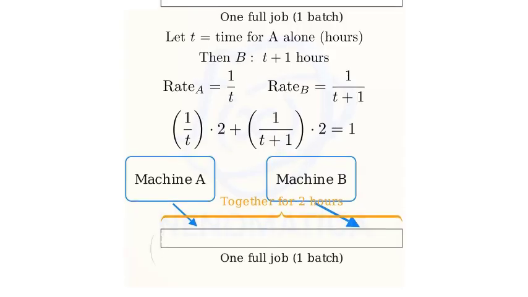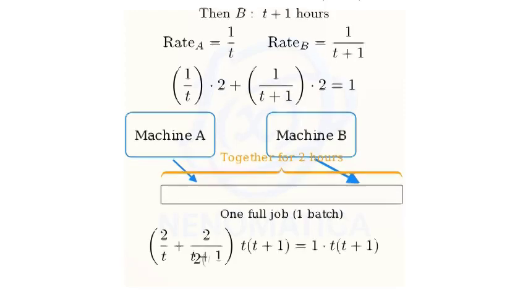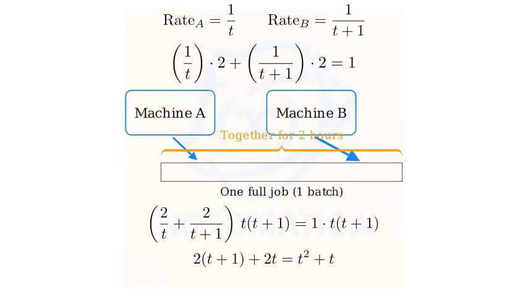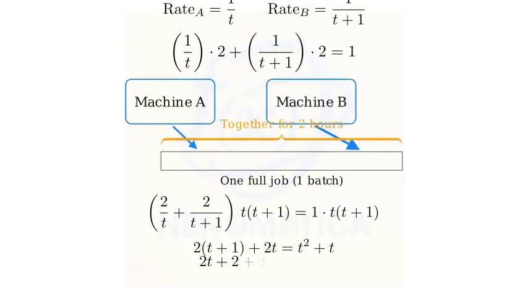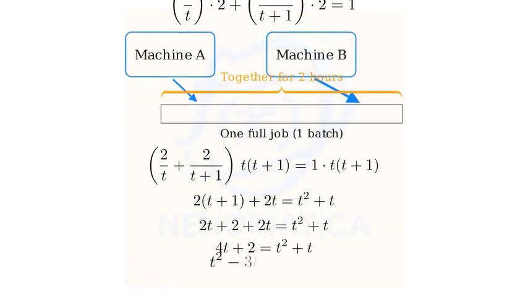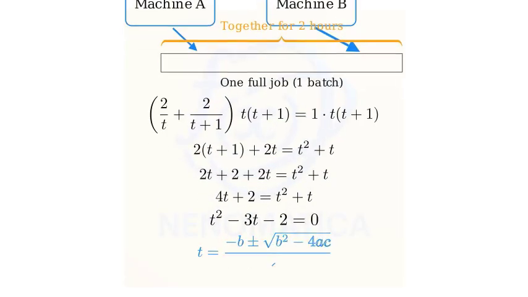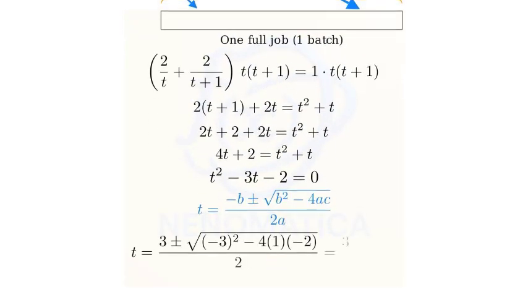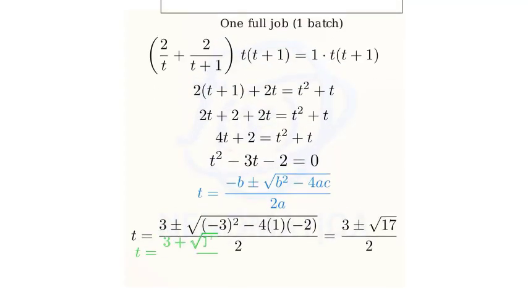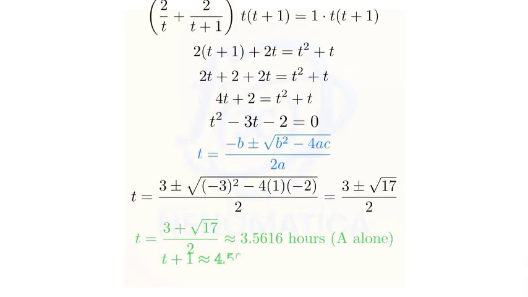Step 4. Multiply both sides by T times T plus 1 to clear denominators. Step 5. Expand and combine like terms to get a standard quadratic equation. Step 6. Solve the quadratic using the quadratic formula. Here a equals 1, b equals negative 3, and c equals negative 2. Step 7. Time must be positive, so we take the plus root.